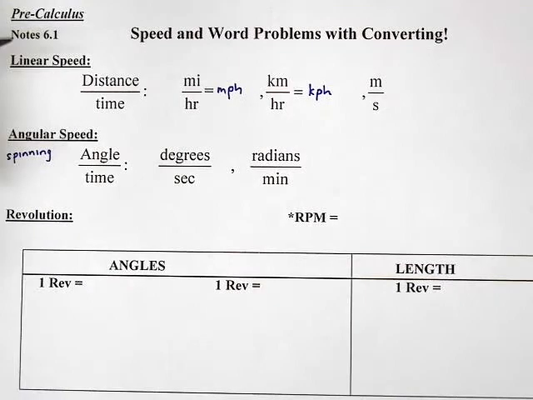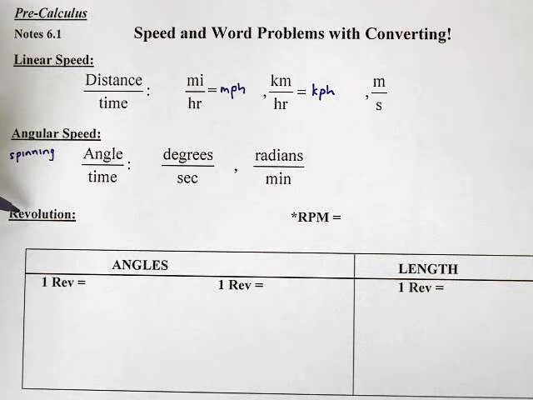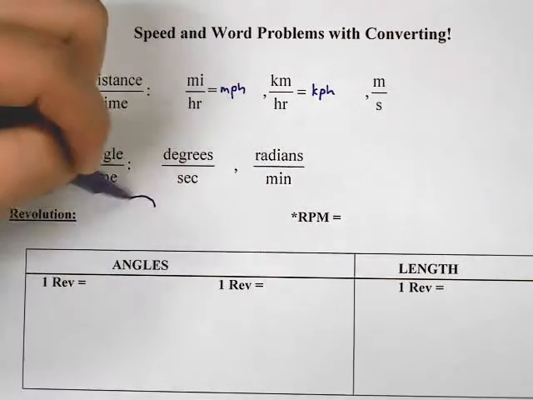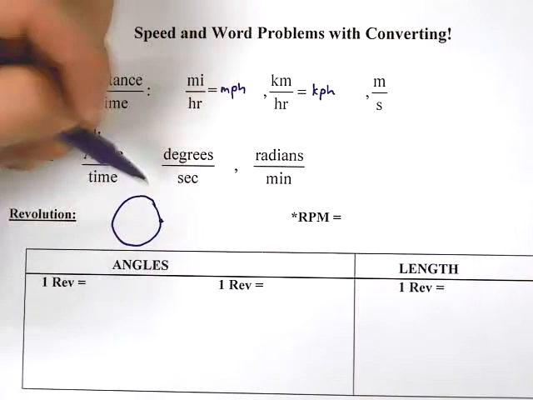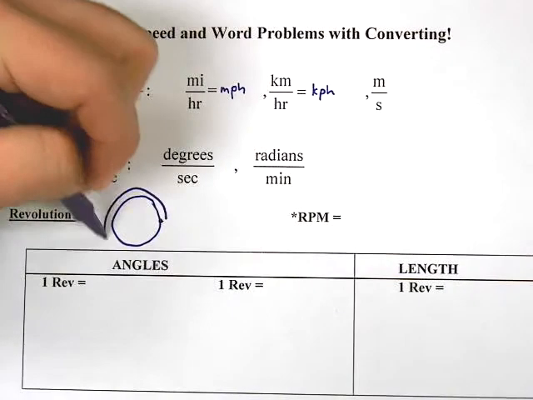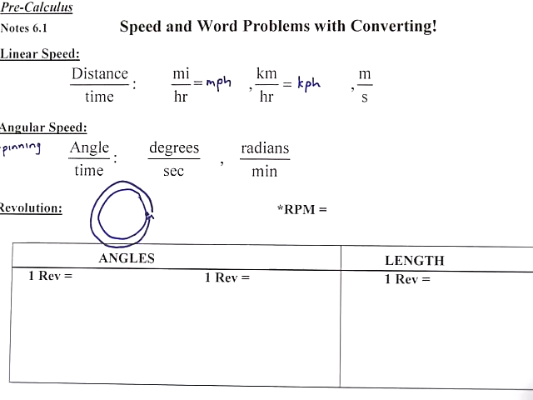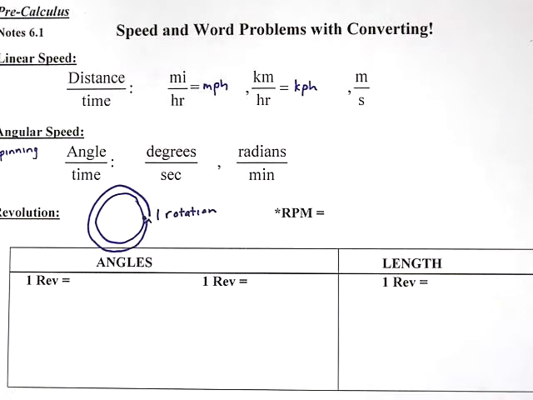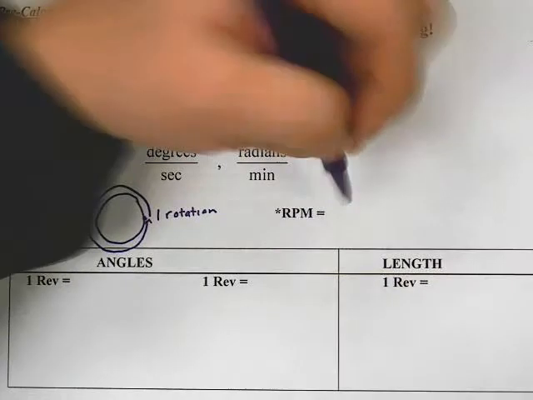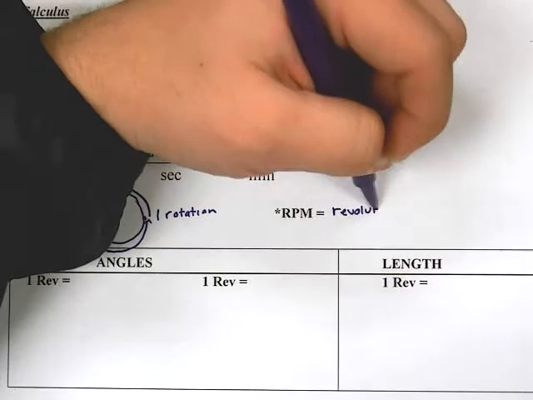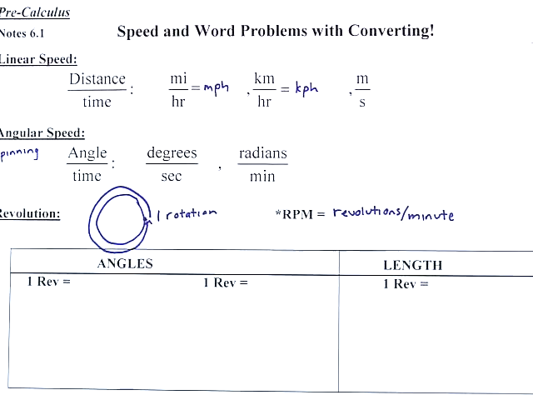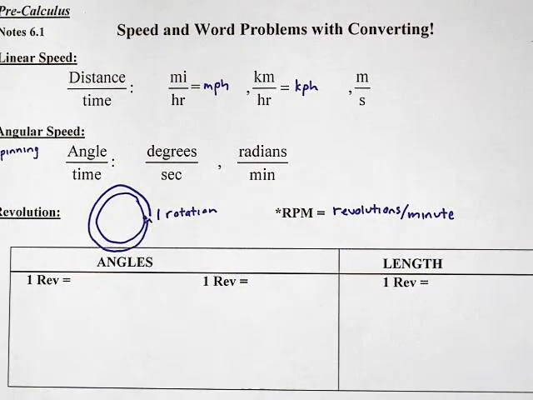Now, a lot of these word problems are going to require you, and you'll see RPM a lot. We remember, hopefully, a revolution is just one full spin. You start here, and you go from the start, one time around to the finish. One rotation. That is a revolution. And RPM is revolutions per minute. So whenever you see RPM, I want you to think revolutions per minute.